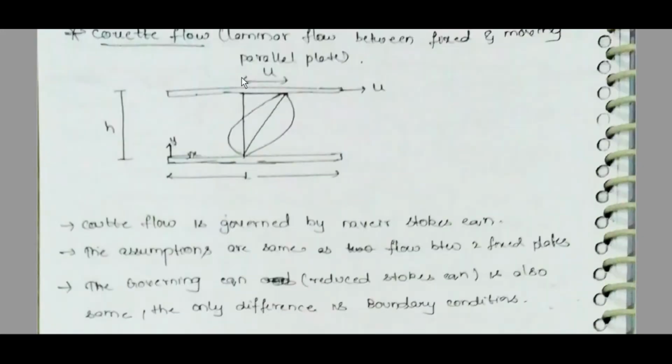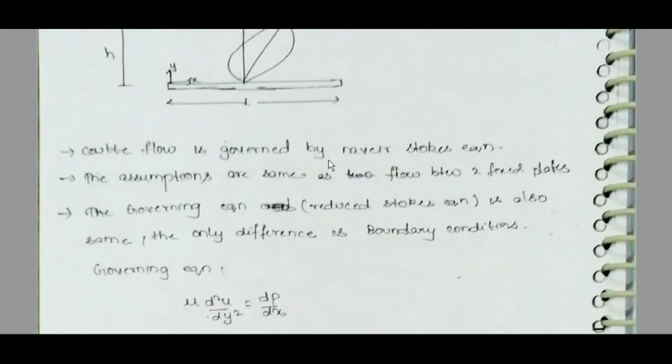Couette flow. Laminar flow between a fixed and a parallel moving plate. This is fixed, this is moving with velocity V. Couette flow is governed by the Navier-Stokes equation. The assumptions are the same as for flow between two fixed plates. The governing equation, the reduced Navier-Stokes equation, is also the same. The only difference is the boundary condition.